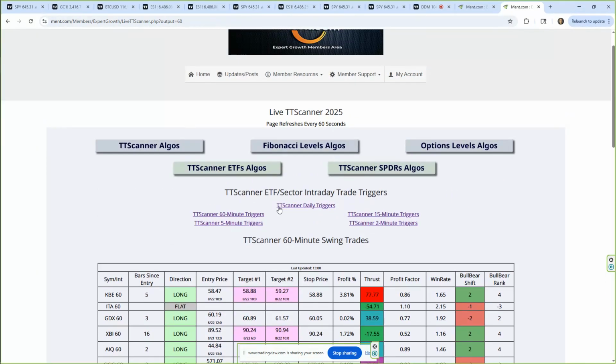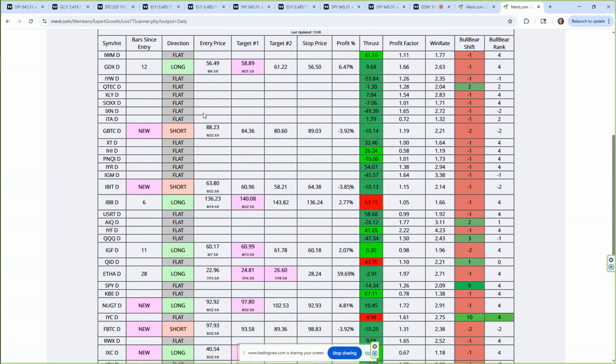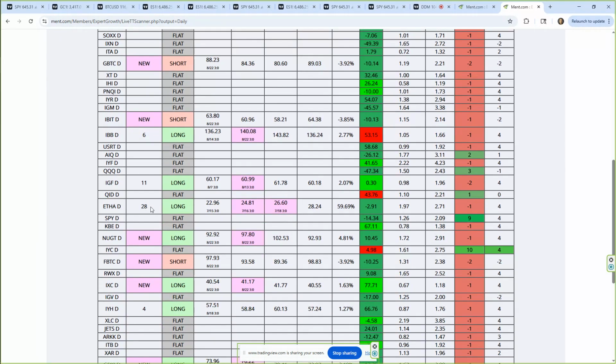And then, of course, we have the dailies as well. You can see here GDX is long for 12 days, up 6.47%. GBTC short as of today at 3 o'clock, off 3.92. These shorts are going to be under a little pressure, but these are daily. Here's IBB long 2.7. Ether, wow, what a move. ETHA 60% in 28 days. All you've got to do is follow them. Okay, Nugget, new trigger, already hit a first target. FBTC short off 4%.